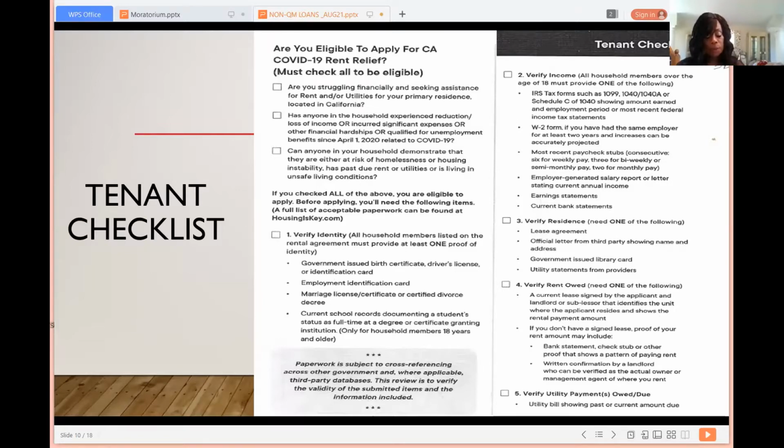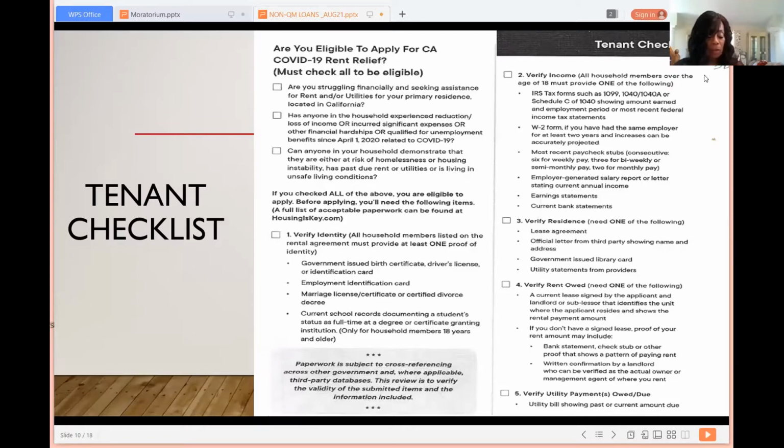Are you eligible to apply for California COVID-19 relief? And it says at the top, tenant checklist. Are you struggling financially and seeking assistance for rent and or utilities for your primary residence? If you've been having a hardship in paying your rent, then you're going to check that box.